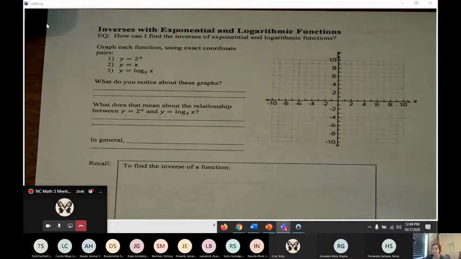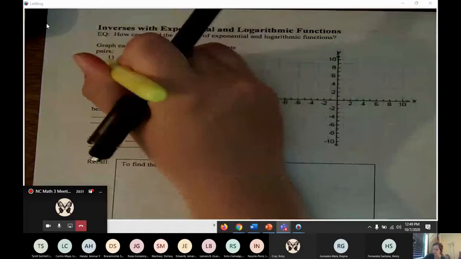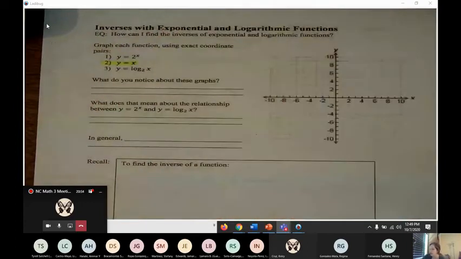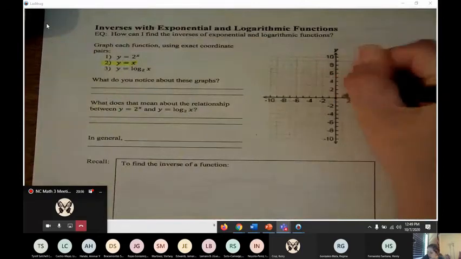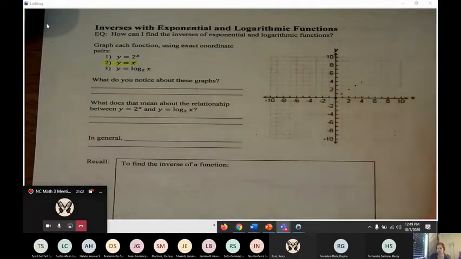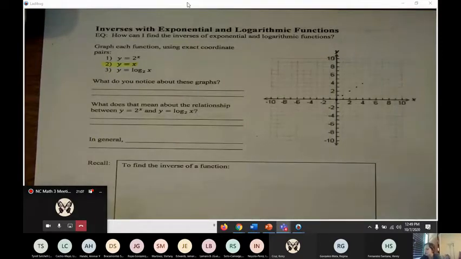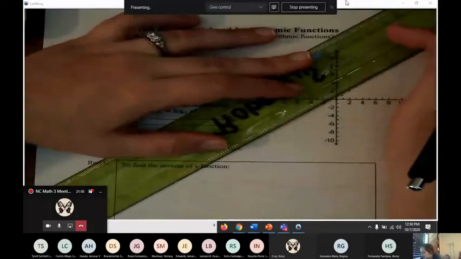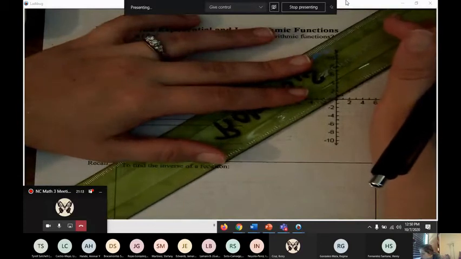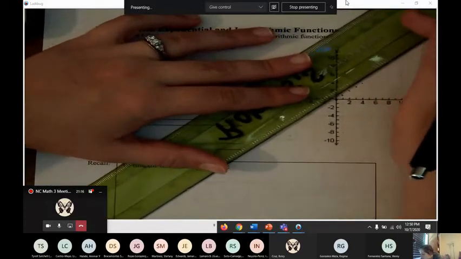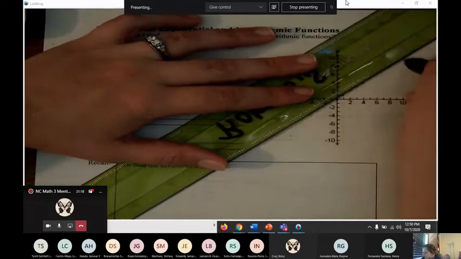First it tells us to graph each of these functions using exact coordinate pairs. The line y equals x is the easiest one to start with, so I'm going to graph that one first. The line y equals x is just a line that passes through the origin, and it's going to pass through each of these points where the y value and the x value are equal. So I'm going to grab a ruler. If you're doing this on notebook paper, just put a grid real quick. And I'm going to draw a line through all of those points, making sure that I pass through everything I need to.